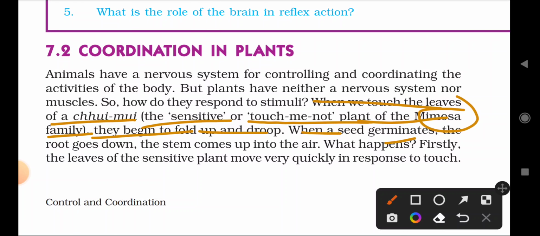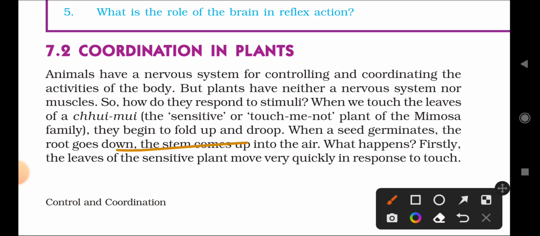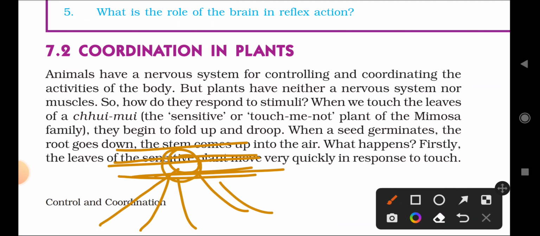When a seed germinates, the roots go down and the stem comes up into the air. Okay, for example, here this is the soil. How will the seed germinate? The root will go down inside the earth, and the stem will come up into the air. This is the soil, in which we have added the seed. Whenever this seed germinates, the roots will go in the downward direction.